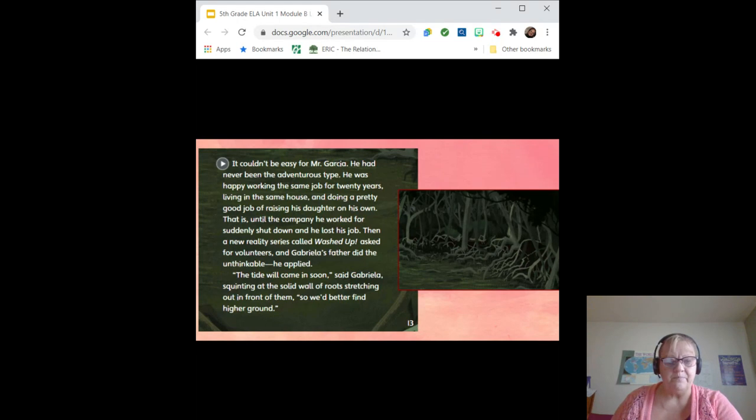He applied. The tide will come in soon, said Gabriella, squinting at the solid wall of roots stretching out in the front of them. So we better find higher ground.